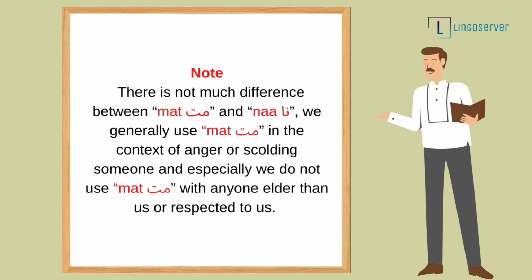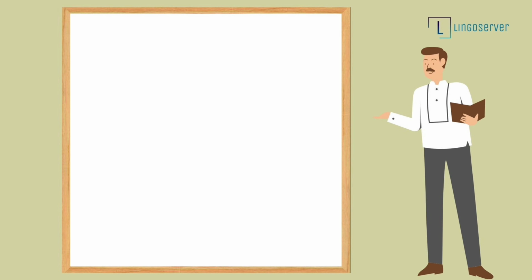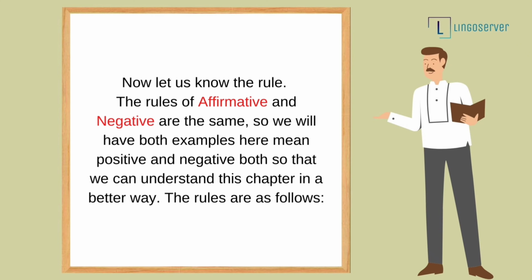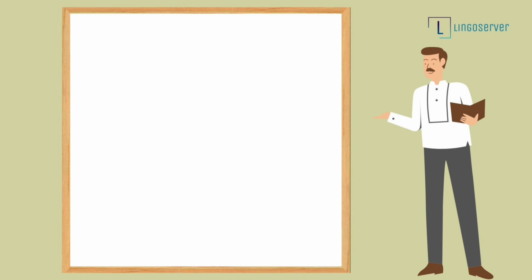There is not much difference between mat and na. We generally use mat in the context of anger or scolding someone, and especially we do not use mat with anyone elder than us or respected to us. Now, let's know the rule. The rules of affirmative and negative are the same. So we'll have both examples here, I mean positive and negative both, so that we can understand this chapter in a better way. The rules are as follows.